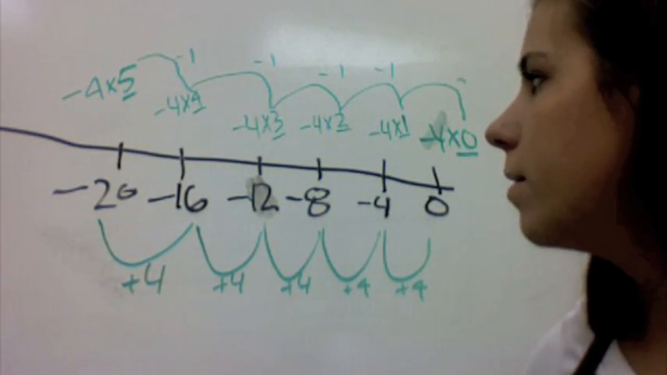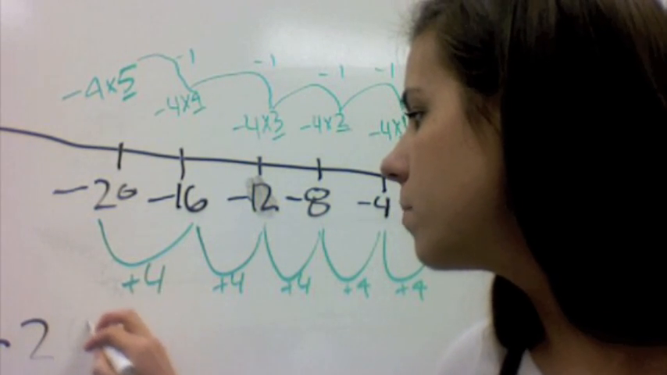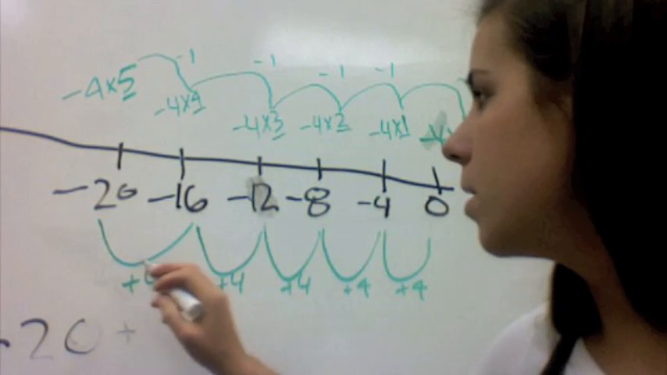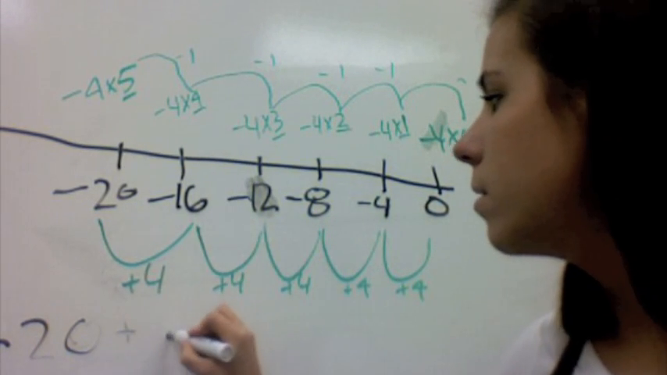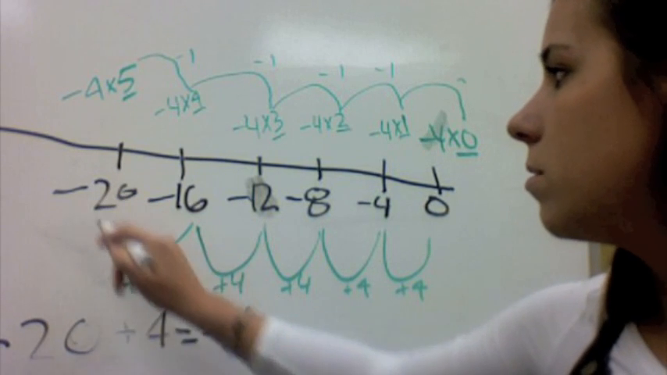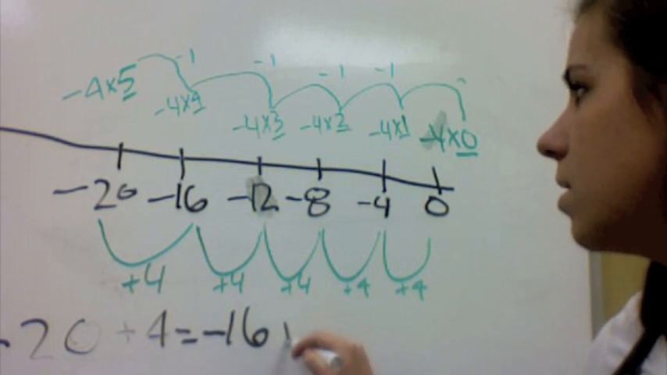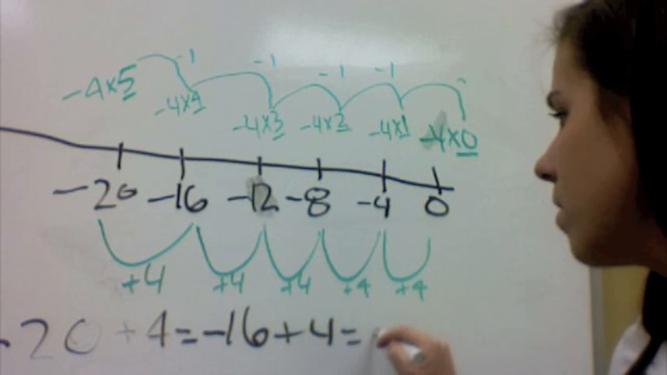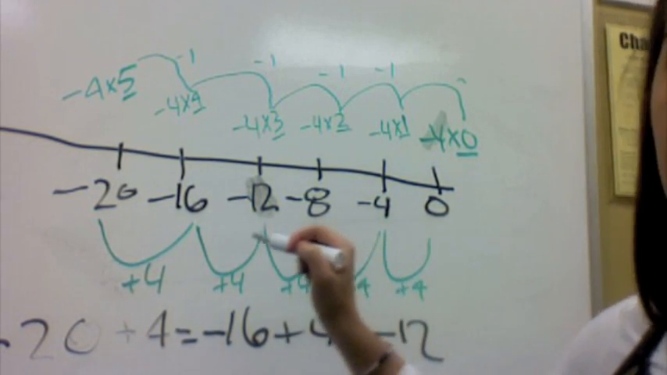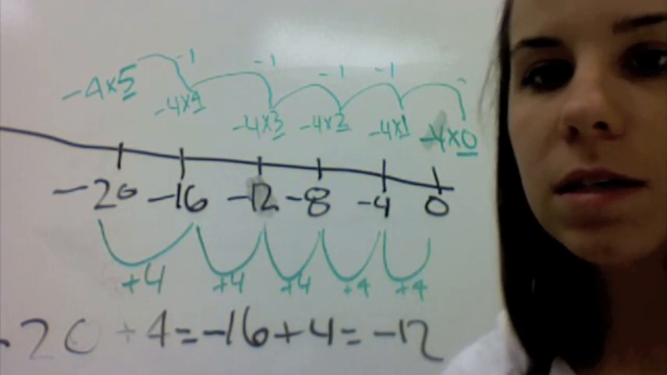We can double check that by putting it in an addition problem. So -20 plus 4 gives us -16. That's how we can check our pattern. And then -16 plus 4 gives us -12. So we're moving 4 spaces every time the number we're multiplying -4 by decreases by 1.